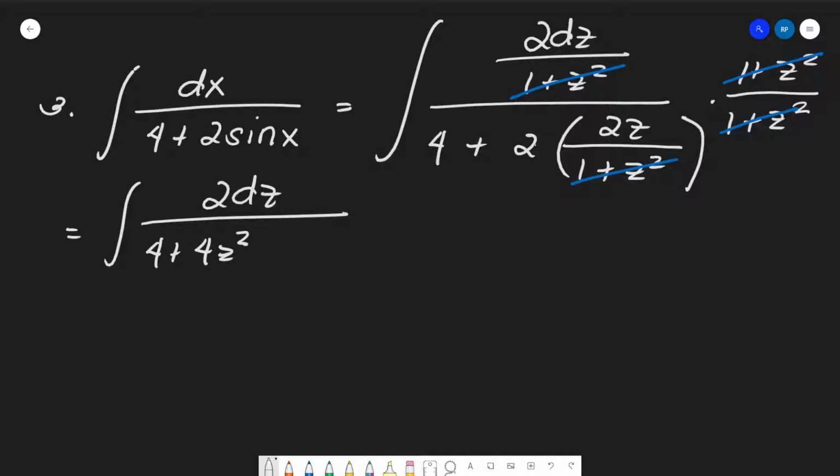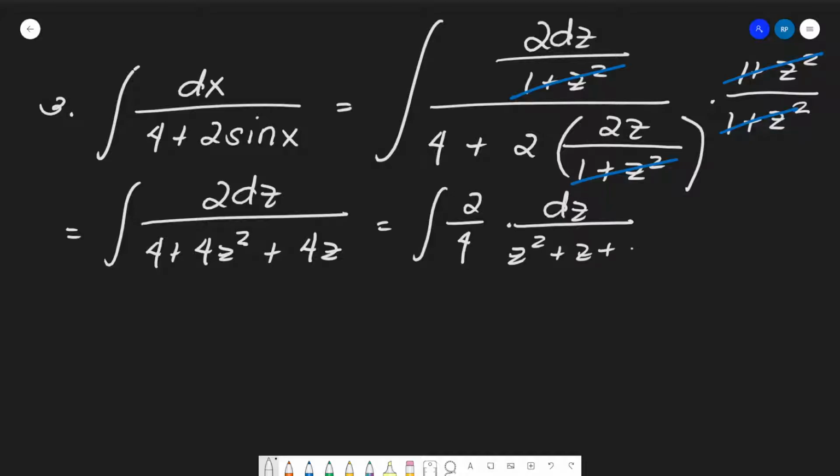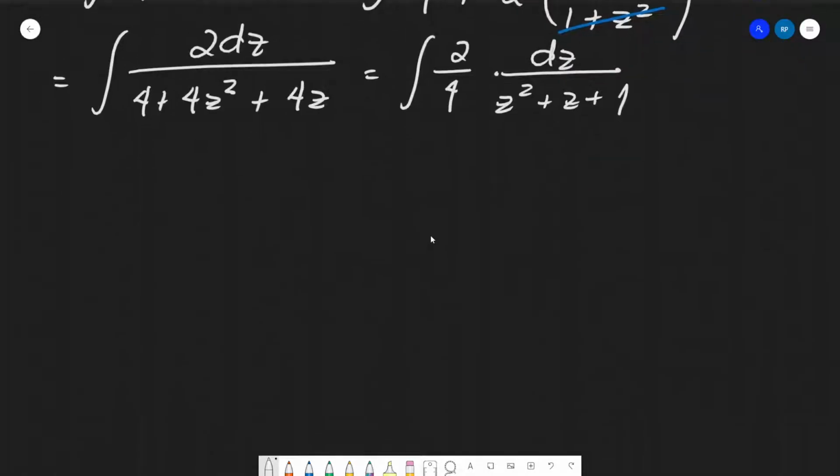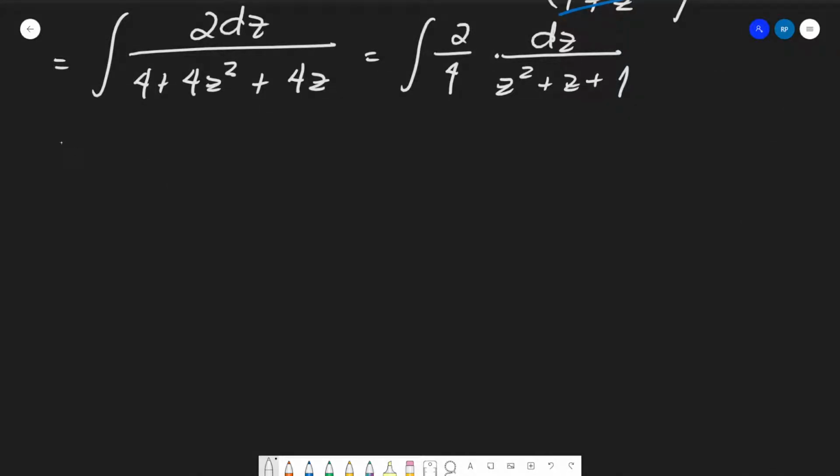So, dinistribute ko na yung 4 dito sa 1 plus z squared na na-distribute natin. Plus 2 times 2z, that is 4z. And with the denominator, common factor of 4. So, lalabas yan. So, we will have 2 over 4 times dz over z squared, rearrange ko lang, plus z plus 1. No? So, therefore, our temporary final integral, no? Bakit temporary? Kasi kailangan pa natin i-usein yung denominator. So, dz over z squared plus z plus 1.